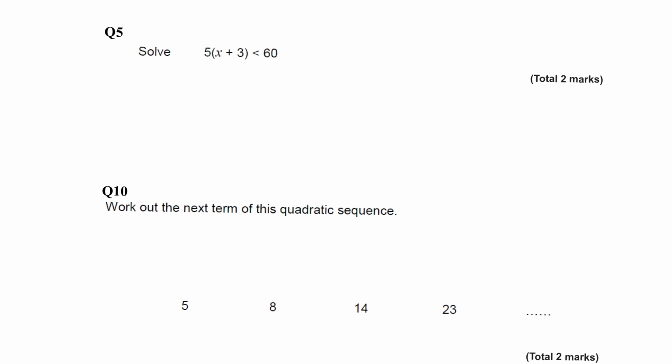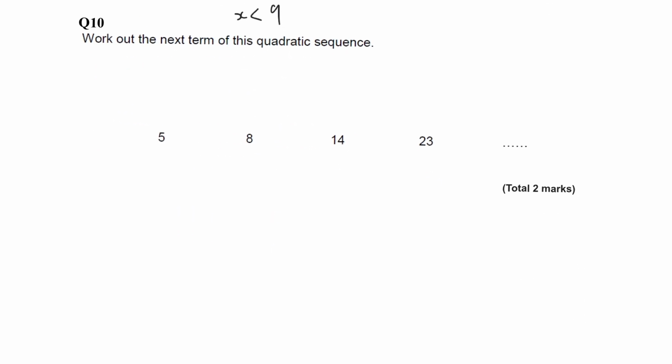For question 5, it says 5 bracket x plus 3, close bracket, less than 60. First thing we're going to do is expand the brackets, so that'll be 5x plus 15 is less than 60. Solving this is the same as when you have the equals sign, it's just got a less than sign instead. So we take away 15 on both sides, so 5x is less than 45. Then you divide by 5, and x is less than 9.